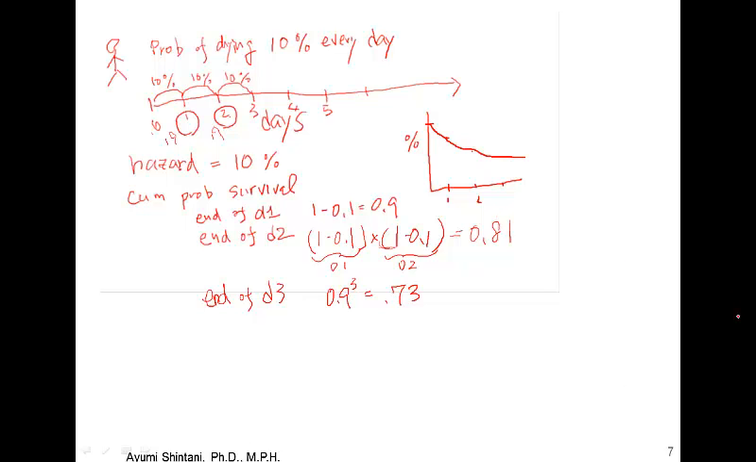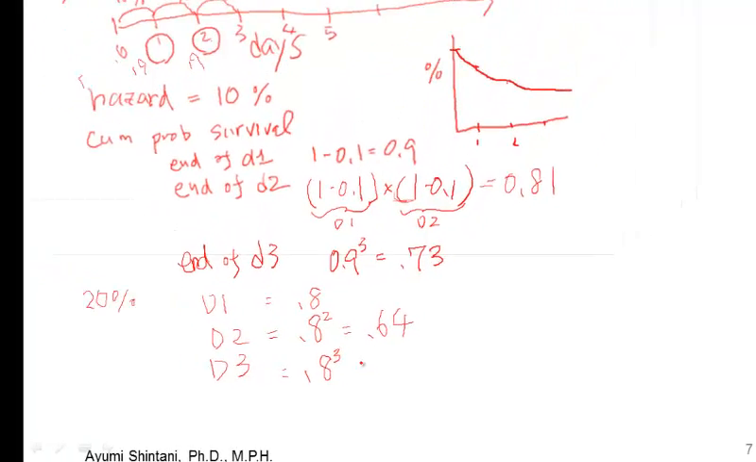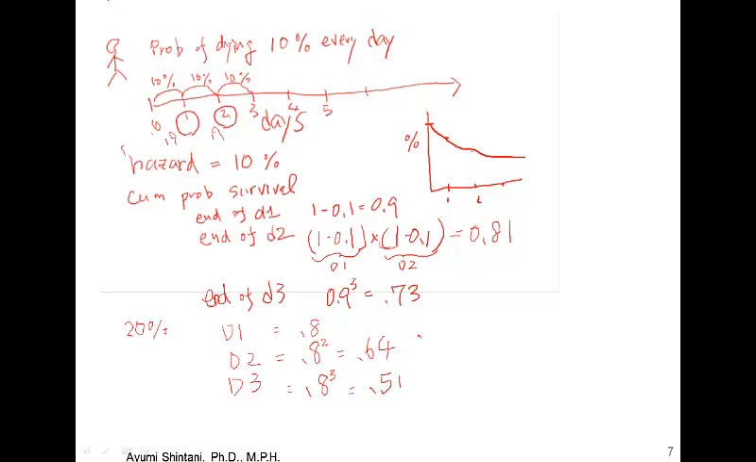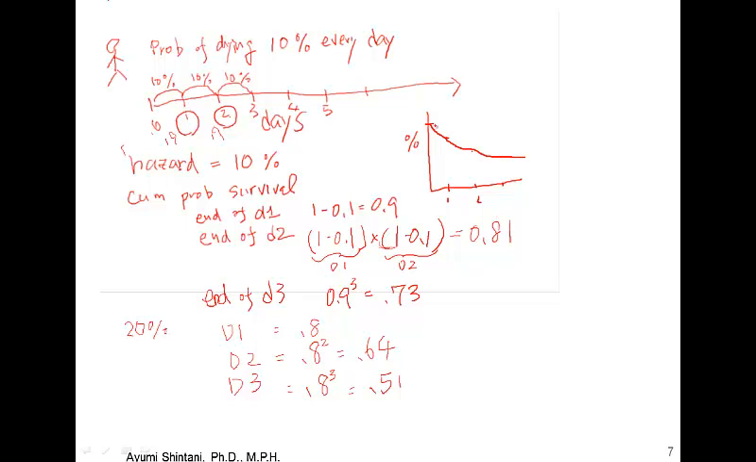Okay, so let's compute the same thing when your daily risk of dying is 20%. By the end of day 1, your probability of survival is 0.8. By the end of day 2, it is 0.8 to the power of 2, so you have 0.64. And by the end of day 3, your probability of surviving would be 0.51. If you connect this cumulative probability, which we need for the Kaplan-Meier graph, at day 1 you have 0.8, day 2 you have 0.64, and day 3 you have 0.51. So you have a curve that bends like that.